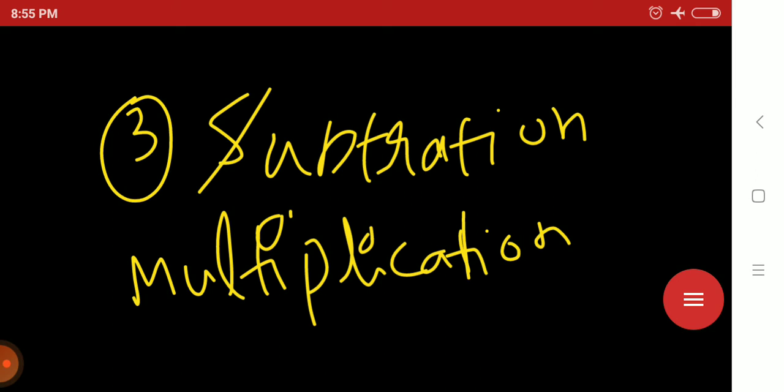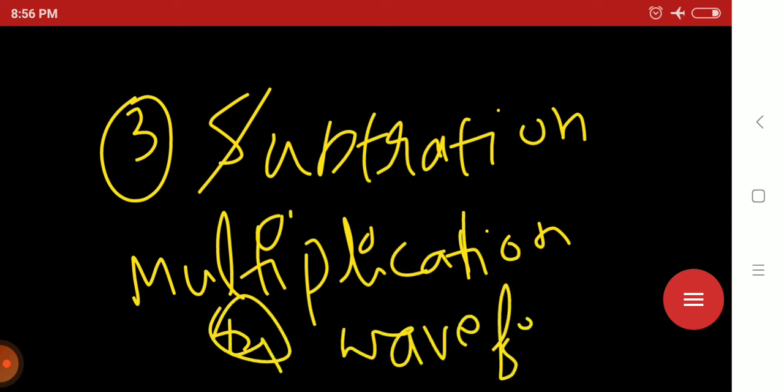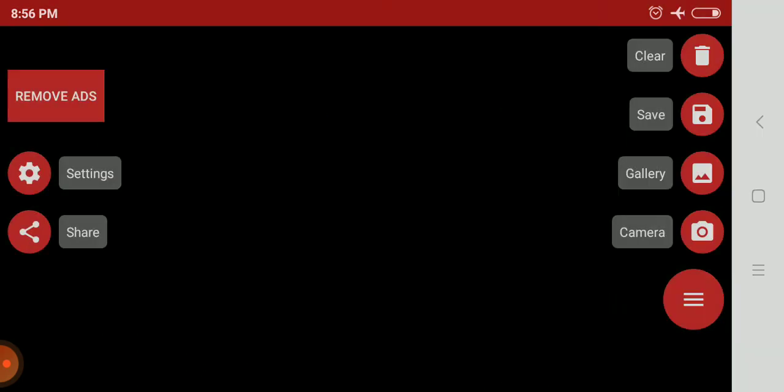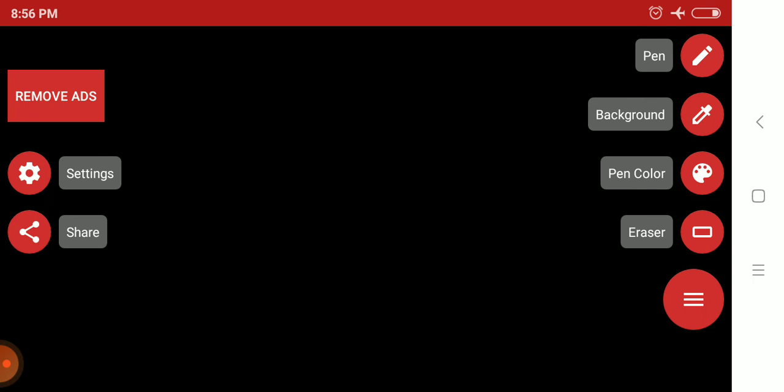Another type of op amp is used for waveform generation. So that's our basic idea about op amp: it is an integrated circuit chip that is used to perform comparison, amplification, addition, subtraction, multiplication, and waveform generation.